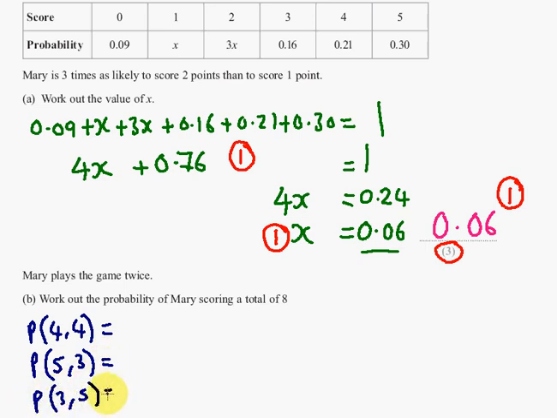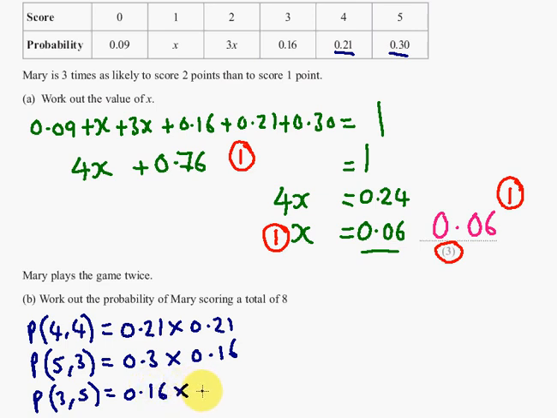Okay? So, picture a probability tree. If she gets 4 first, and then gets 4 second, it's going to be the probability of getting a 4, which is 0.21, times by 0.21. If she gets the 5 first, that's 0.3, times by the probability of 3, so 0.16. And if she gets 3, then 5, the probability of getting a 3 first is 0.16. Then you need to times that by the probability of getting a 5, which is 0.3. And we need to work out those probabilities.